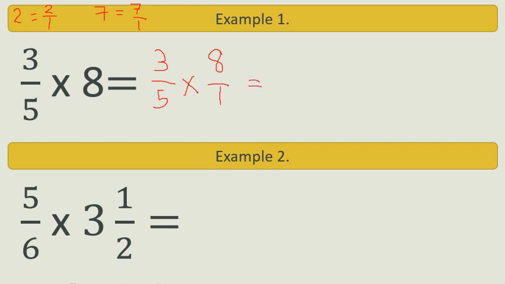Okay? Then, apply natin yung cancellation method. Ang 3 and 1 ba may common factors? Wala. Yung 8 and 5 po, may common factor siya? Wala din. So, pwede na tayo mag-direct na multiply. So, 3 times 8 is 24. Then, 5 times 1 is 5. So, ano yung naging answer natin? Siya ay improper. So, gagawin natin siyang mixed number.